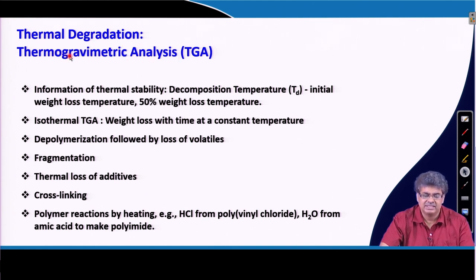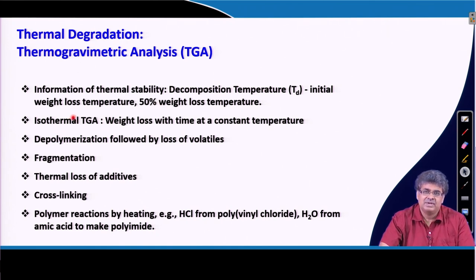Okay, now I will discuss thermal degradation, which is determined by thermogravimetric analysis. As the name suggests, it is a gravimetric analysis. Basically, polymer samples are heated and the weight or mass of the polymer is followed using a balance. Now, thermogravimetric analysis or TGA gives information about thermal stability. Generally, the temperature from which it starts to lose its mass or weight, we call the decomposition temperature. We can also use another term, 50% weight loss temperature, the temperature at which 50% weight loss happens.